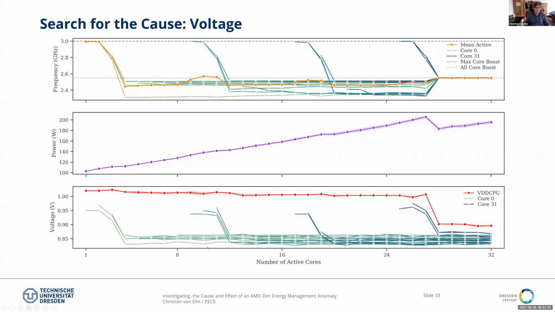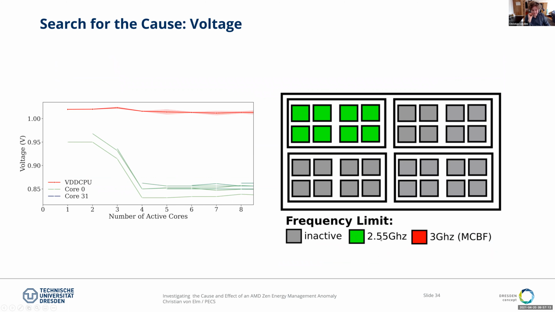To show what makes this so curious, let's look at this case. This is when 8 cores are active. The frequency limit is 2.55 gigahertz. None of the cores can make use of a voltage that high, and still the VDD CPU is that high.